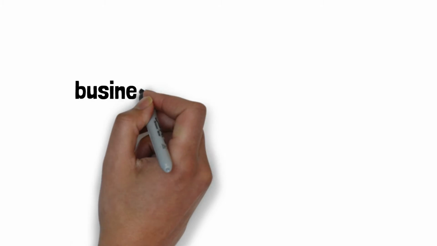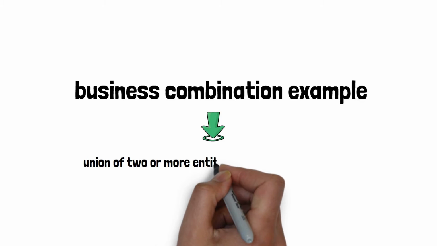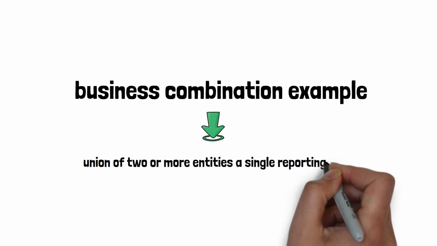In the following video, we will make an example of a business combination. But before, it is important to understand what a business combination is. A business combination is a union of two or more entities into a single reporting entity.